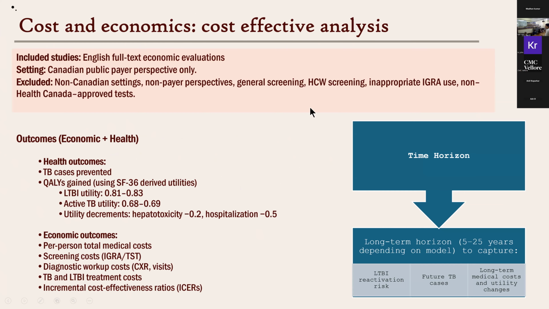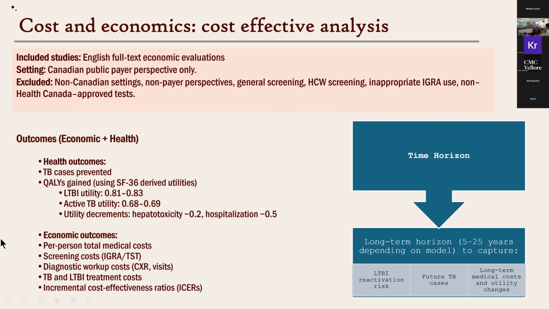When they did the cost-effectiveness analysis, again, they've done a systematic review. They have looked through all databases in the given time frame, looking for articles that have done a cost-effectiveness analysis for IGRA. For this, they looked at only English studies, and they had to be done in Canada. So they've only done Canadian studies and from a Canadian public payer perspective. If it was a general screening, only healthcare screening, or non-Health Canada approved tests, all of those were excluded.